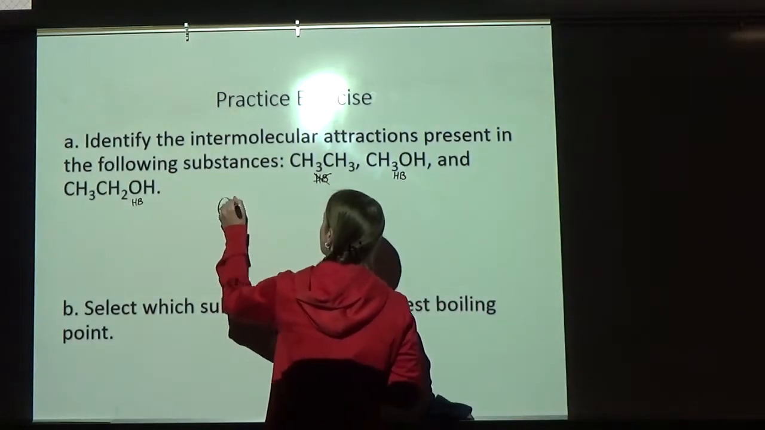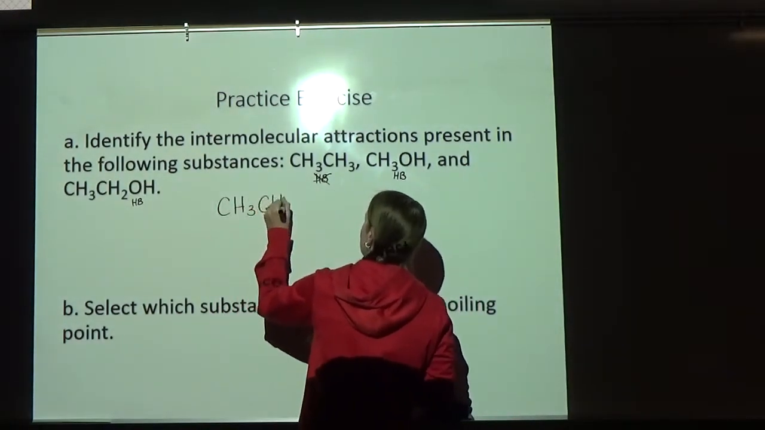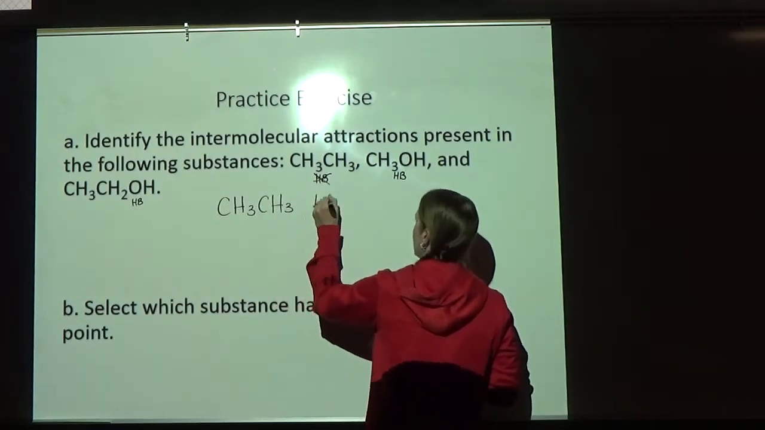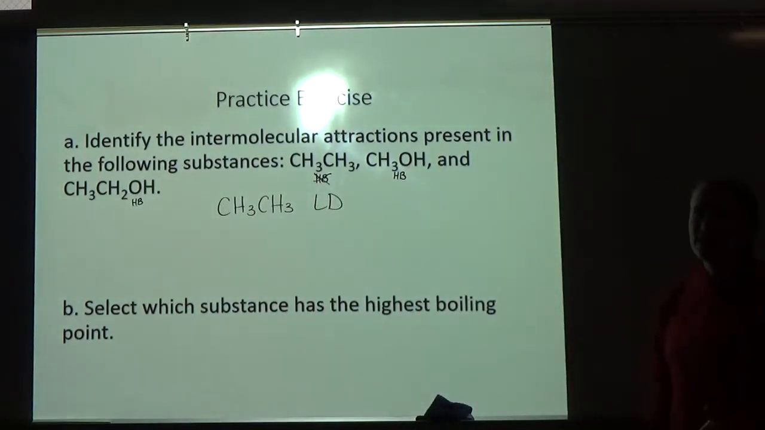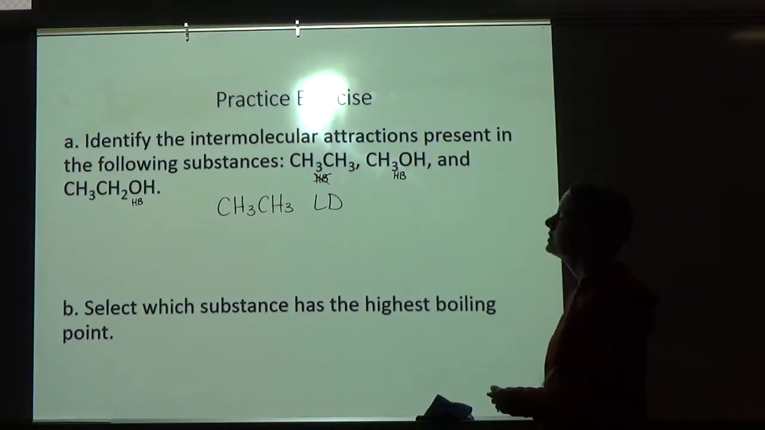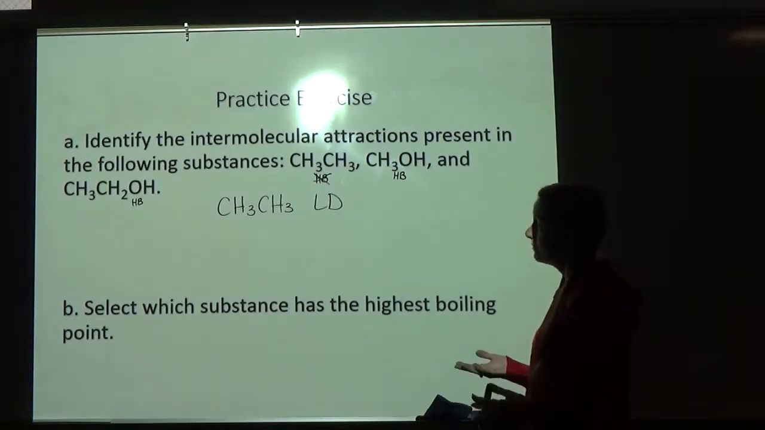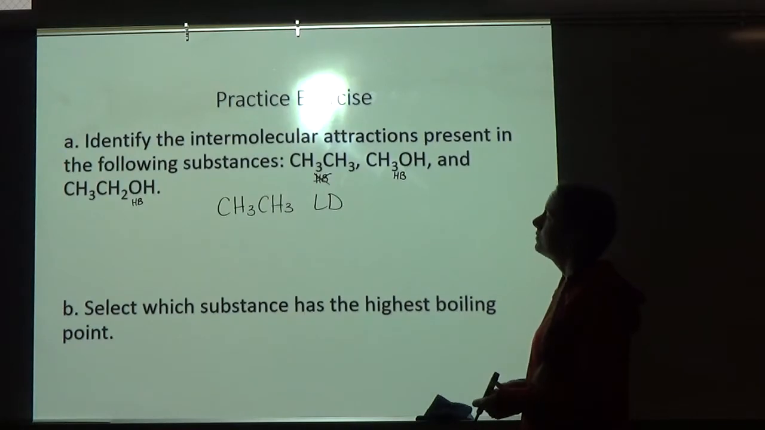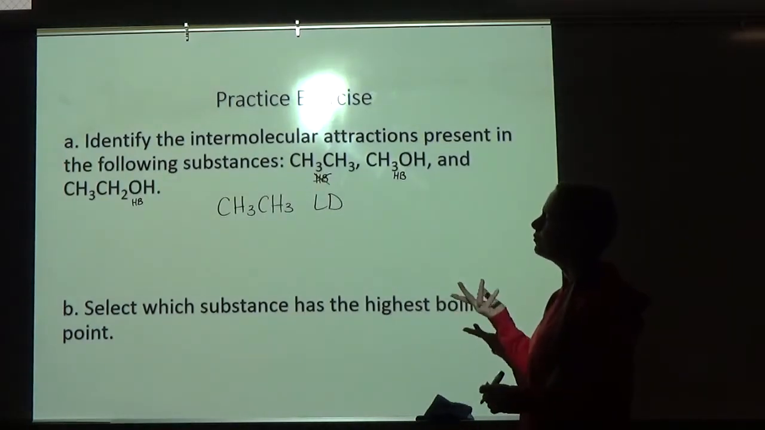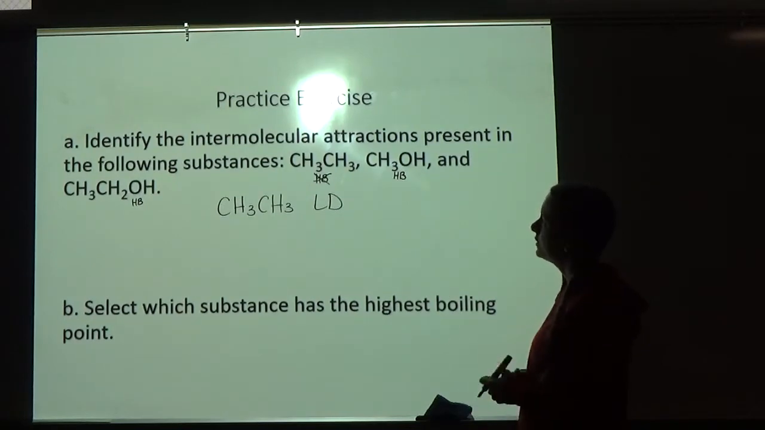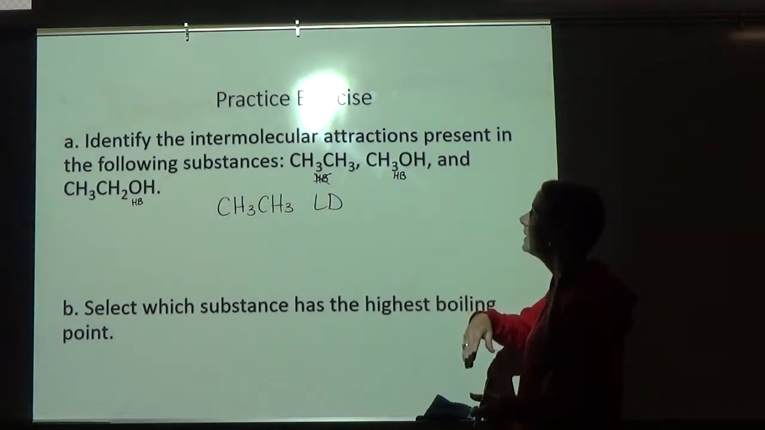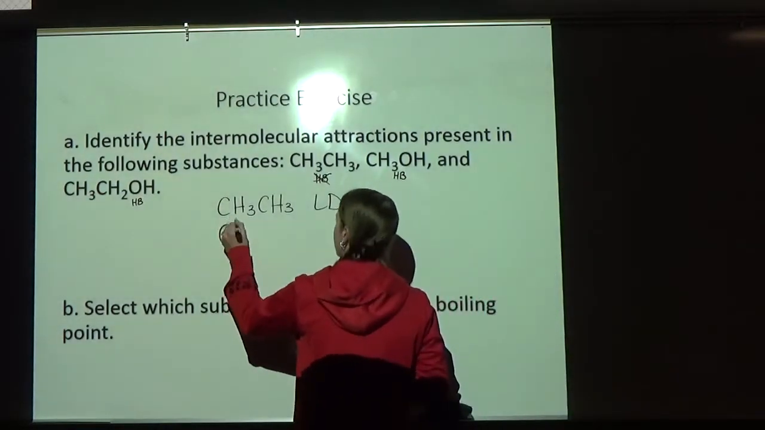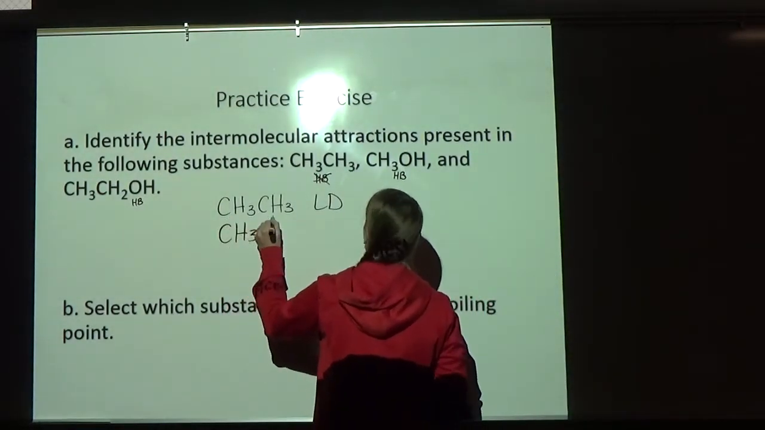So for CH3CH3, I would just put London dispersion. If it had any dipole-dipole attractions, they would be so weak that it wouldn't make any difference. So I would mainly put London dispersion for that because the dipoles, even the weak dipoles it would have, would cancel out anyway due to its shape. All right, so now I have two that have hydrogen bonding, but remember, they are additive.